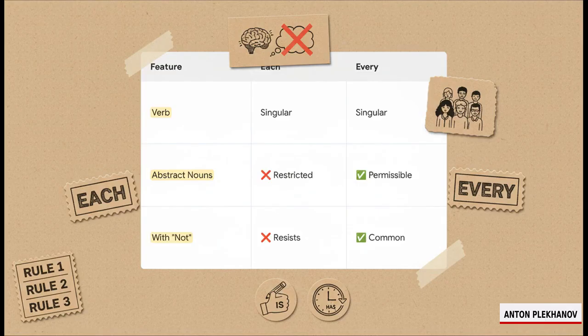First up, and this is a big one, notice that both words take a singular verb, always. Second, when you're talking about abstract ideas, you can't really use each. And third, when you're using the word not, it's much, much more common to use every. Okay, let's break these down real quick.